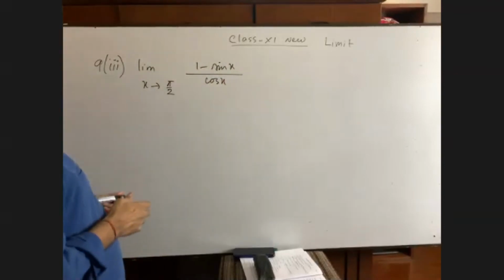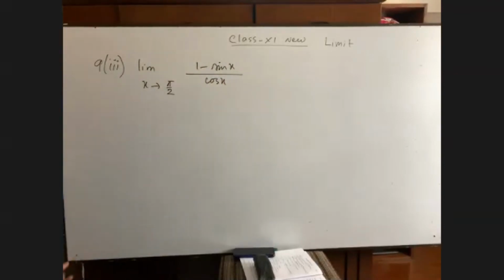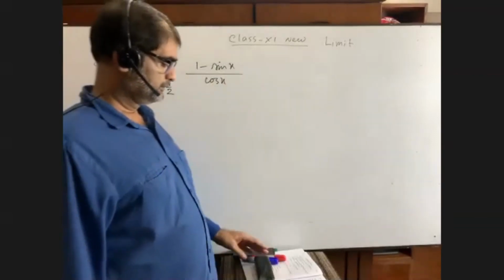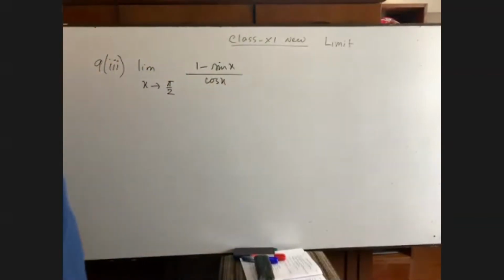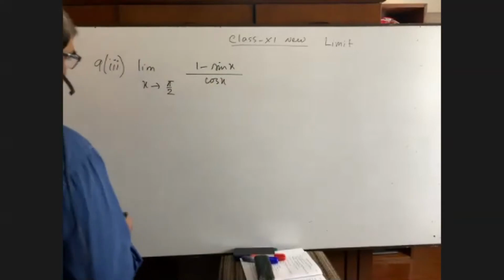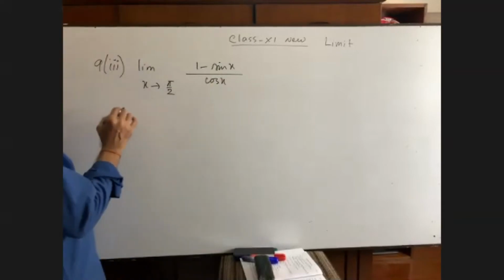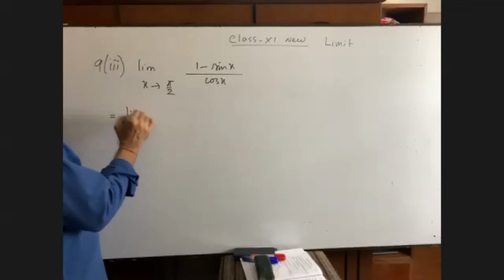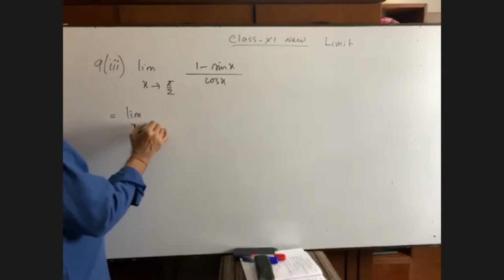This math can be done in two ways. Will I show both the ways or only one way? The easiest way. But you should know both the ways, okay? If you have time, show both. You see, limit x tends to pi by 2.